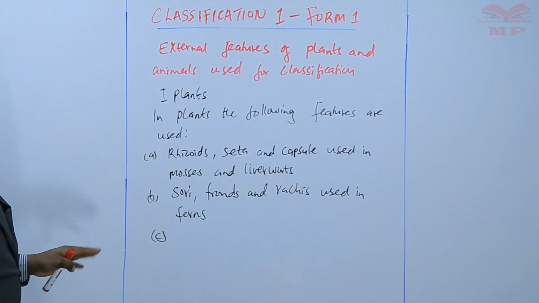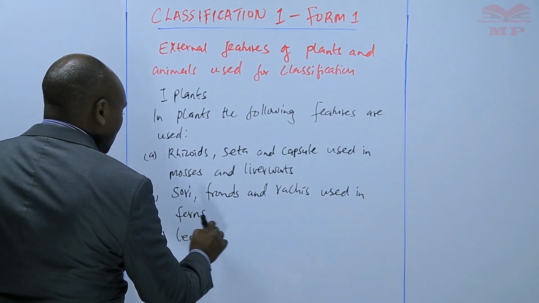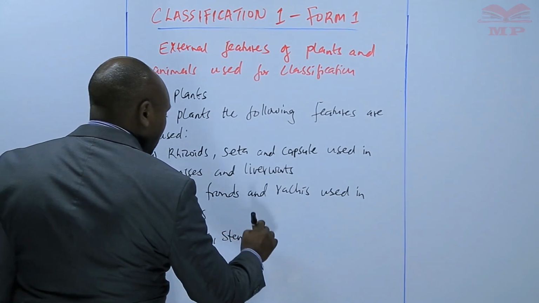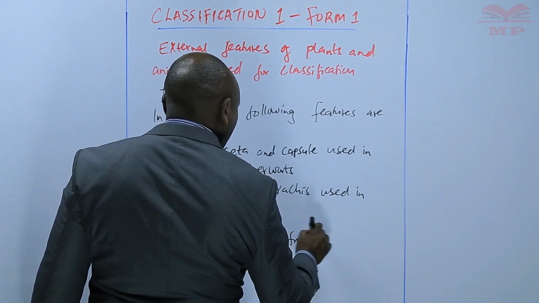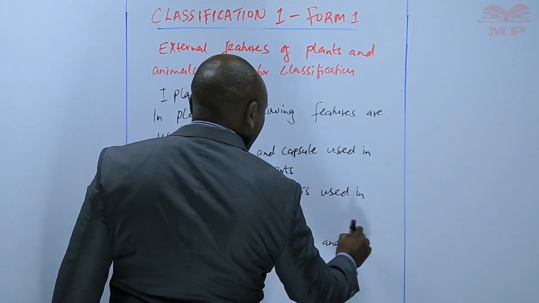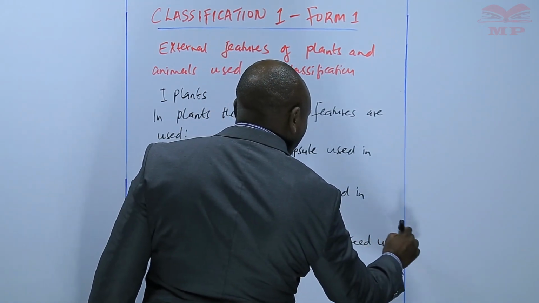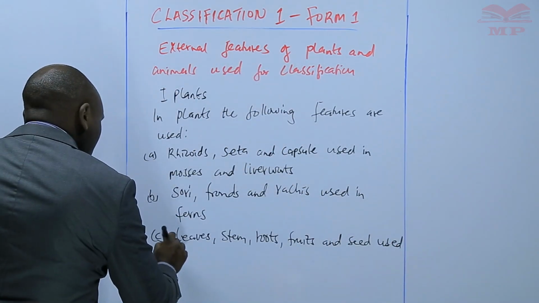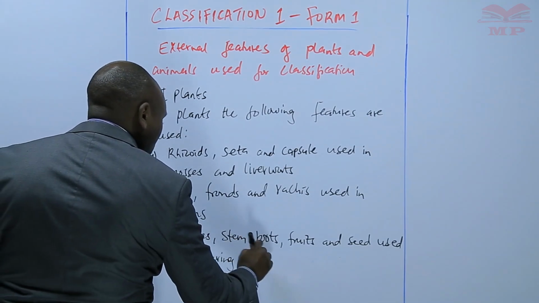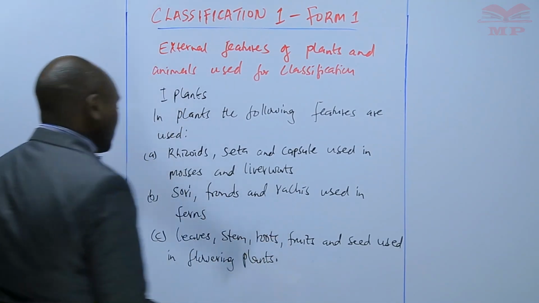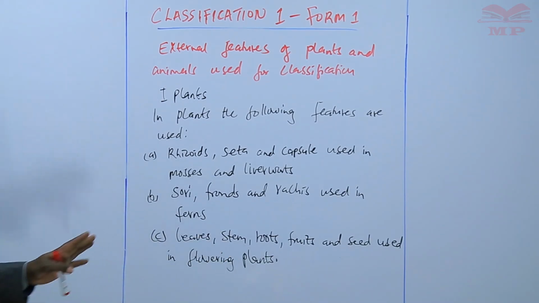But the most common ones of the higher plants that we have, we use the leaves, we use the stem, the roots, we even use the fruits and seeds. These ones are used in flowering plants. The higher plants that we have are the ones that we refer to as flowering plants. So they basically use these as their external features.